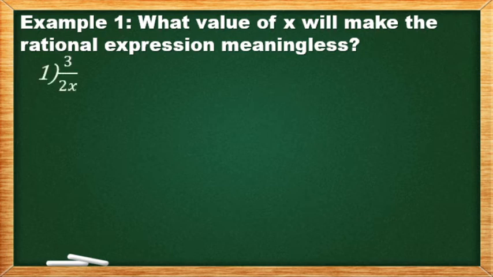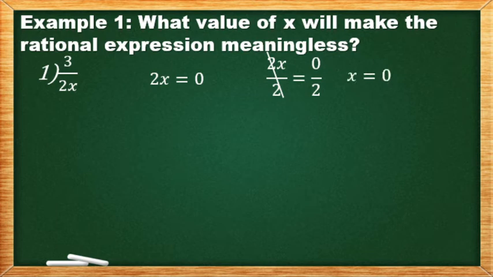3 over 2x. Again, i-equate lang natin ang denominator sa 0. Equate means i-equal natin sa 0. So, meron tayong 2x is equal to 0. Then, we need to find the value of x. Anong gagawin natin? Divide both sides by 2. Then, 2x divided by 2, we can cancel 2 over 2, magiging 1. So, x is equal to 0 because 0 divided by 2 is equal to 0. So, therefore, meaningless siya kapag ang value ng x natin ay 0 because 2 times 0 is 0.